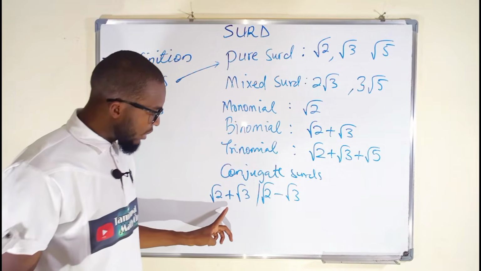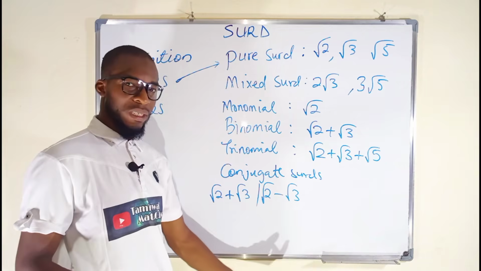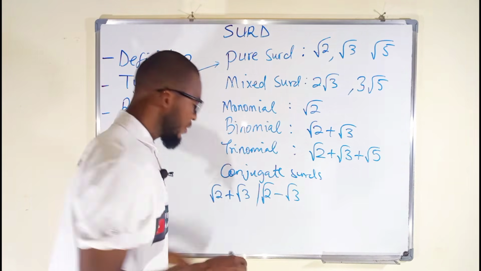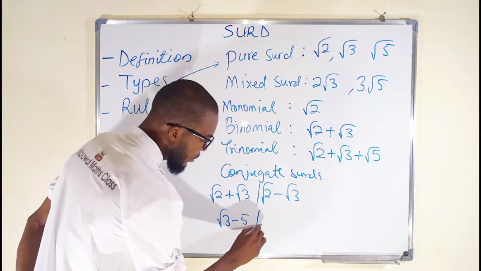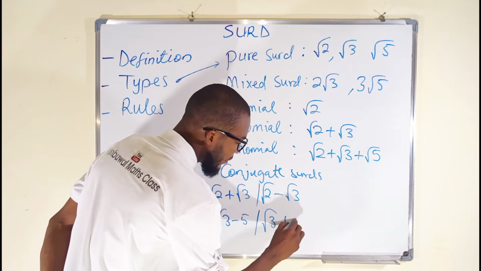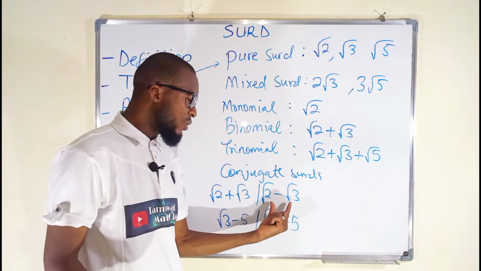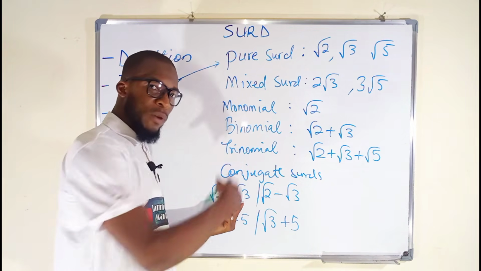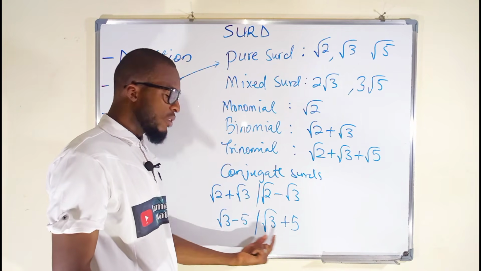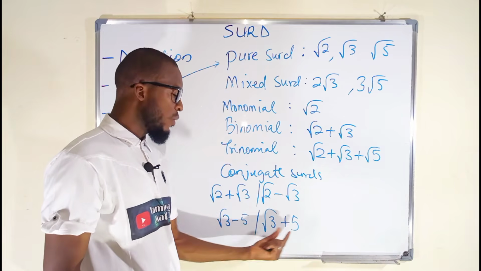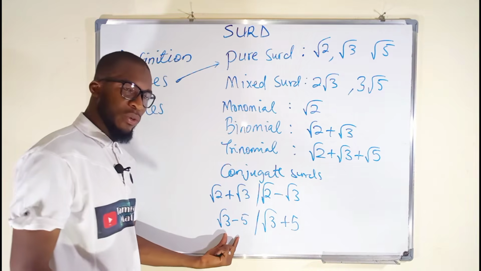You can see that they only have difference of sign, but we have root 2 here, we have root 2 here, root 3, root 3. So these are conjugate. Or maybe you can have root 3 minus 5, root 3 plus 5. They are said to be conjugate of one another. If you are asked to find the conjugate of this, just give this, and vice versa. Likewise, if you are asked to find the conjugate of root 3 minus 5, just say it is root 3 plus 5. Or if you are asked to find the conjugate of root 3 plus 5, just say it is root 3 minus 5.